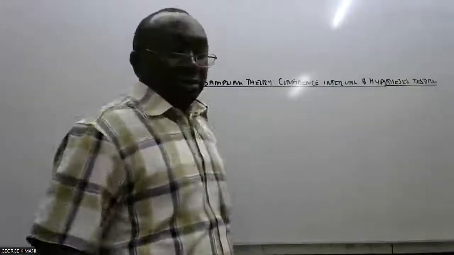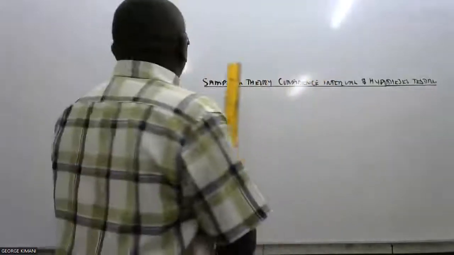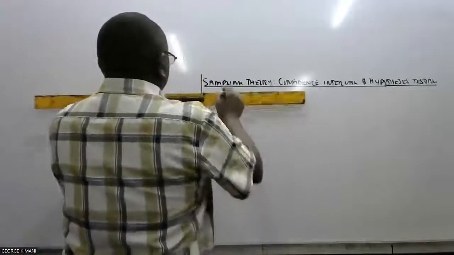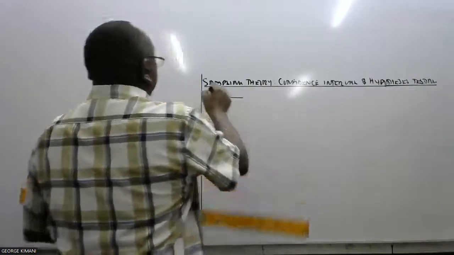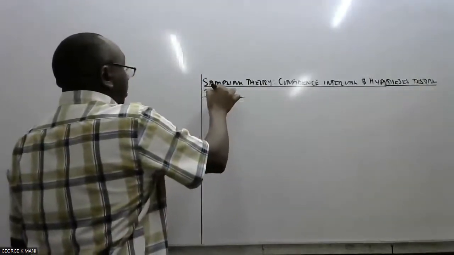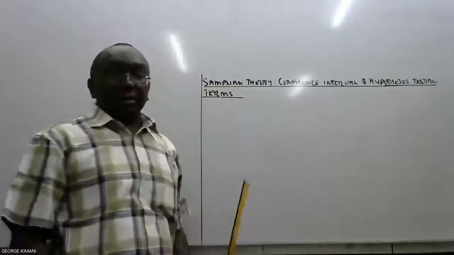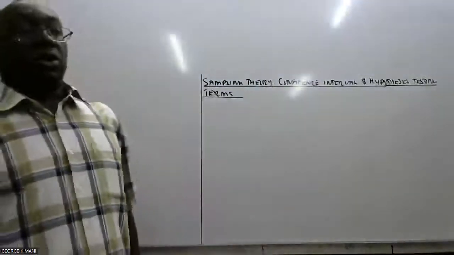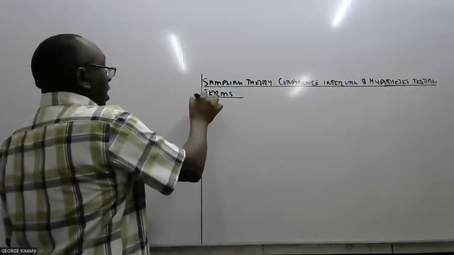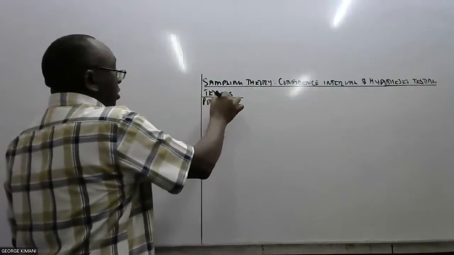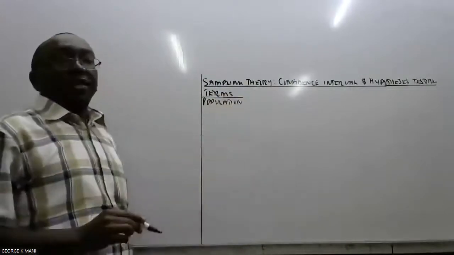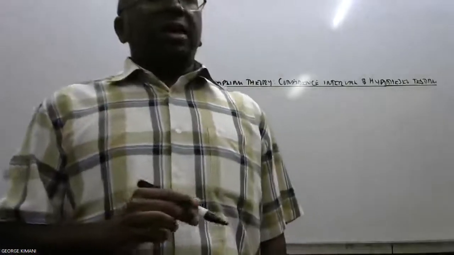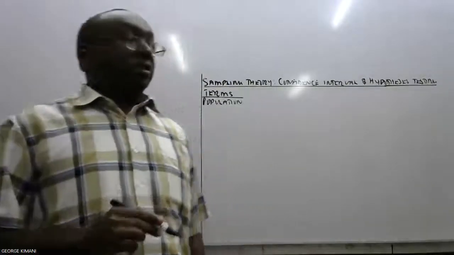Now, in our discussion, we will first of all focus on the definition of terms that are very, very key as far as this area is concerned. Now, the first term is called population. And when we talk of population, we are referring to all the items that are of interest to the researcher.